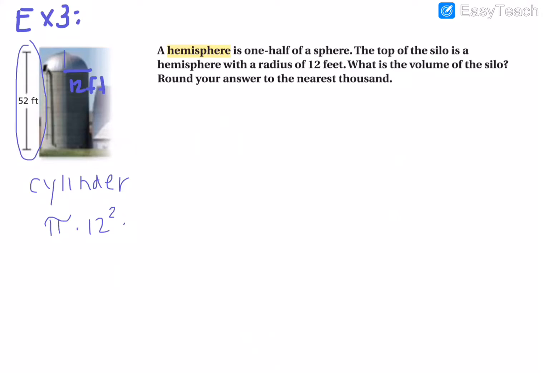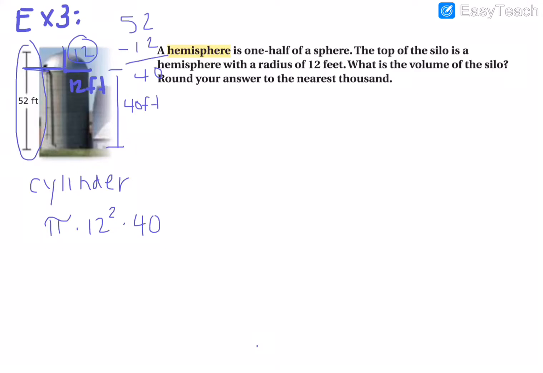So really we need to take off that 12 right here, because this is another radius. So since this 52 includes this 12, it really should stop there. So let's take away 12 from 52, and we get 40. So the height of the cylinder only is 40 feet. The height of the entire silo, including the hemisphere, would be 52 feet. So that's easy to make a mistake right there. Alright, so we have our radius squared times our height of 40.